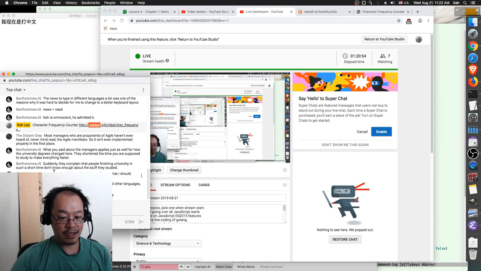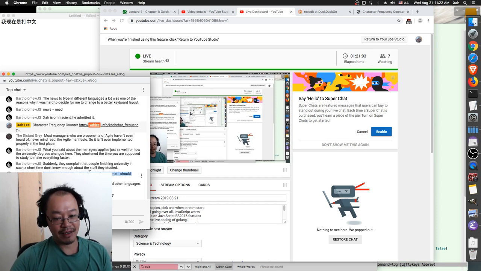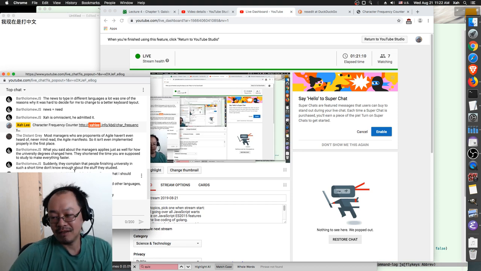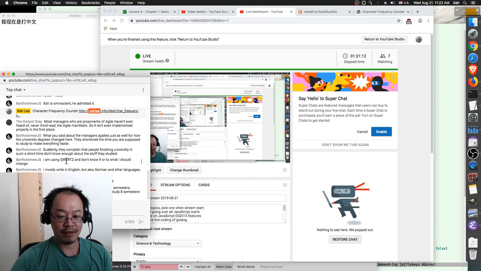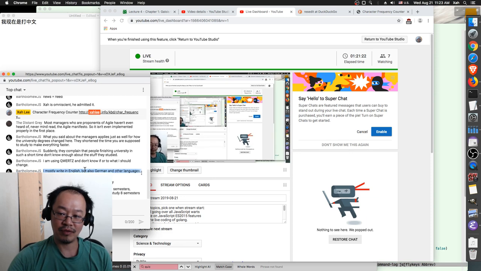So Bartholomew says, I'm using QWERTY and don't know if or to what I should change. Yeah, that depends on you. First of all, look at how much you type, think about it. Bartholomew says, I mostly write in English, but also German and other languages. Yeah, in that case, don't do Colemak.